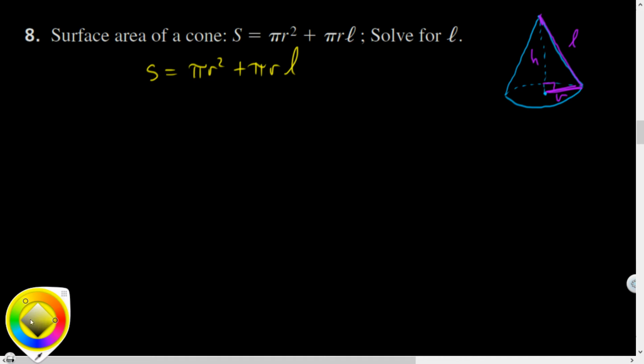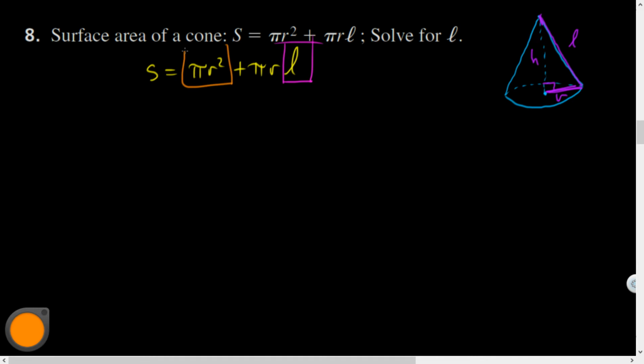And I want to solve for L. There's my target. Look at all these letters. There's even a Greek letter in here this time. Oh dear. So this just represents some number, and L is being multiplied by some other number. What should I get rid of first?